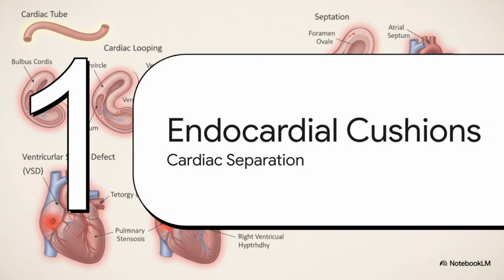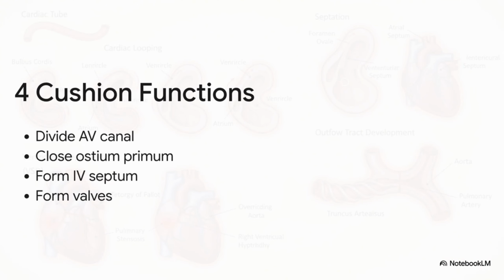So the absolutely crucial takeaway here is that these endocardial cushions have 4 distinct vital jobs in creating a properly separated 4-chambered heart. First up, they divide the atrioventricular canal into a right and left orifice. Second, they're entirely responsible for closing the ostium primum. Third, they actually form the membranous portion of the interventricular septum, which is what closes the interventricular foramen. And fourth, they form the normal mitral and tricuspid valves. So really, think of them as the ultimate central anchoring point of the developing heart.